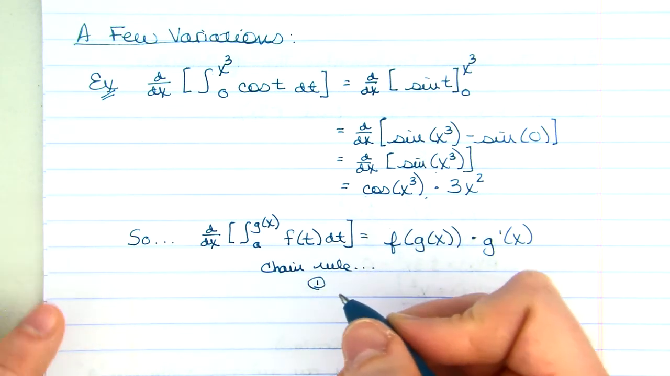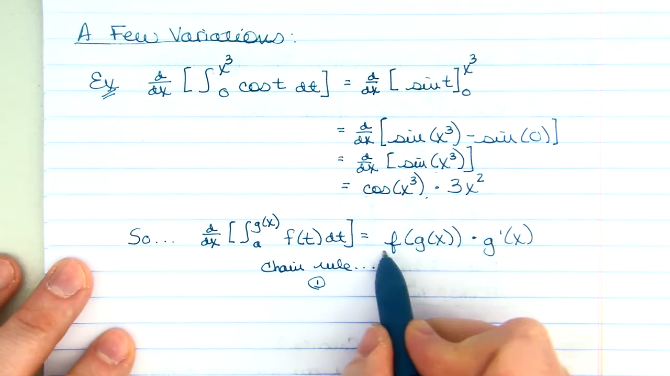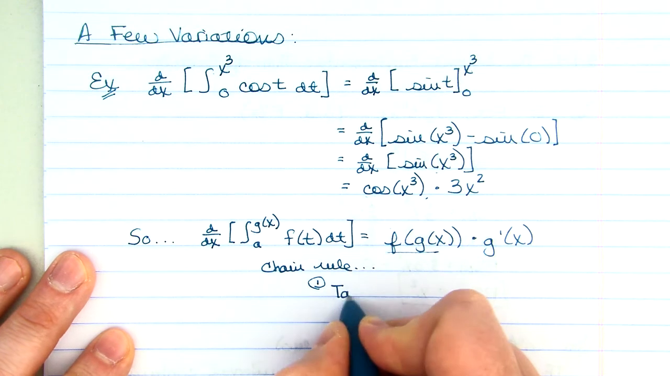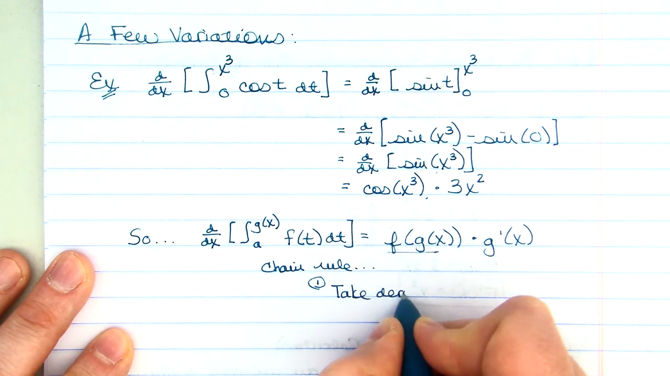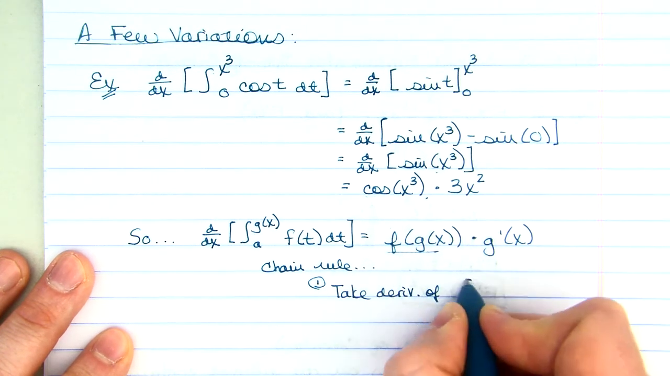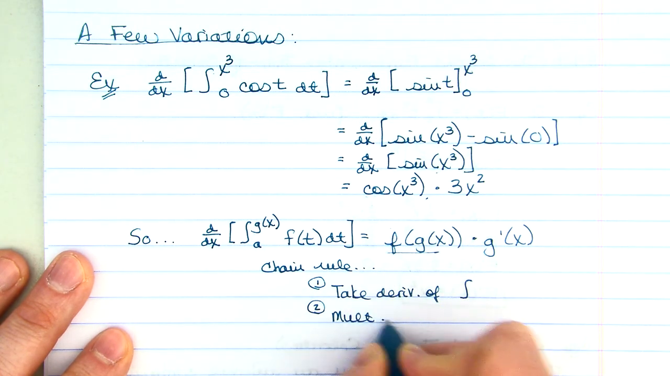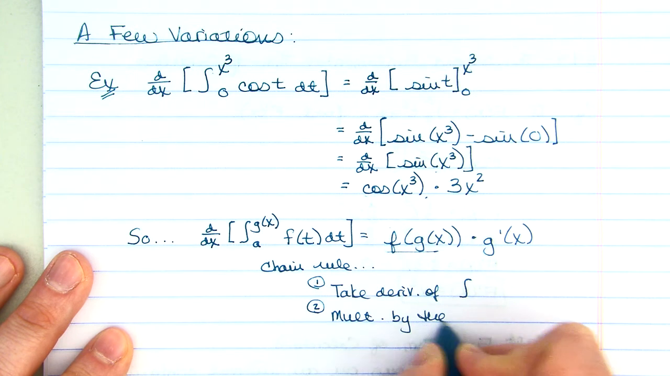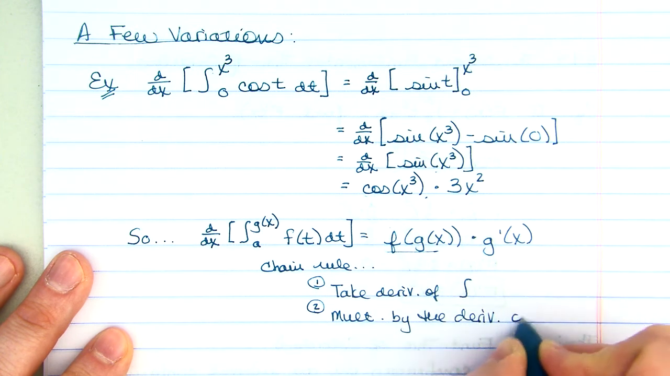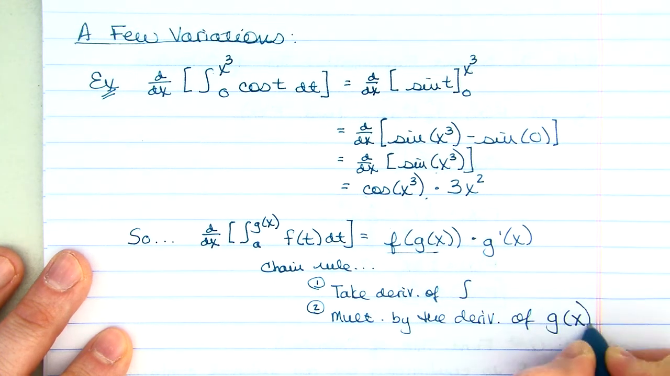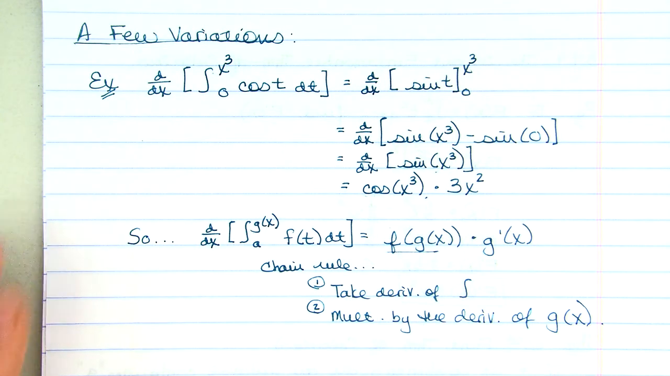We're using our chain rule here. We are first taking the derivative of the integral. They cancel. That's just our plug-in part. Then we're going to multiply by the derivative of g of x. Copy that down, then I'll show you a couple examples.